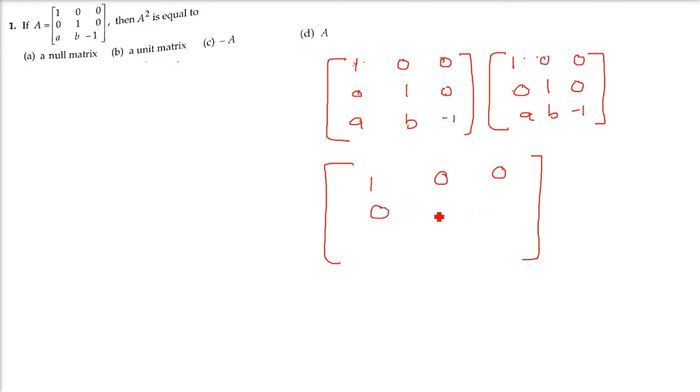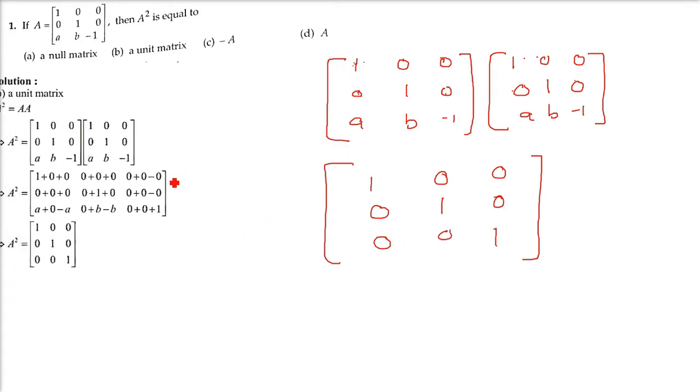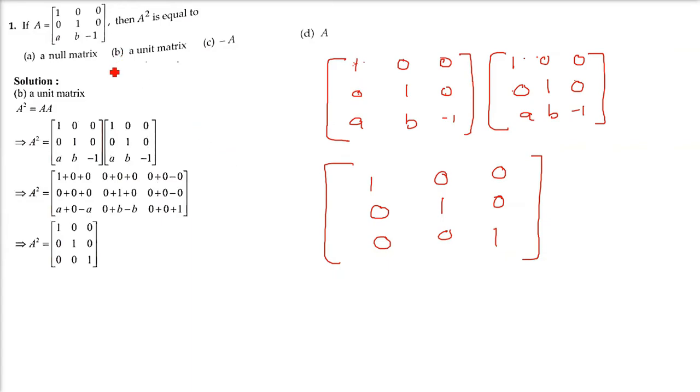Now this middle one, second row with second column, 0 into 0, 1 into 1 is 1, and 0 into B is 0. So it is very clear that it is going to come as unity matrix. It is unit matrix, or you can call it an identity matrix. This is nothing but I3, identity matrix.